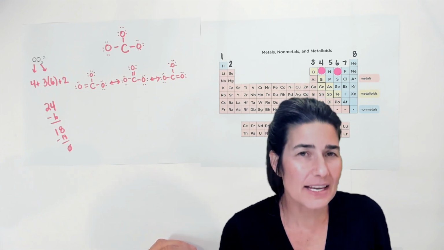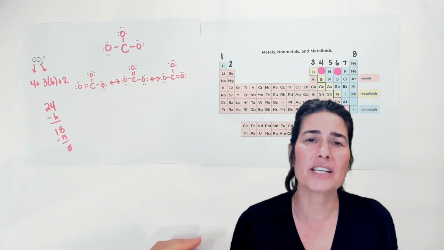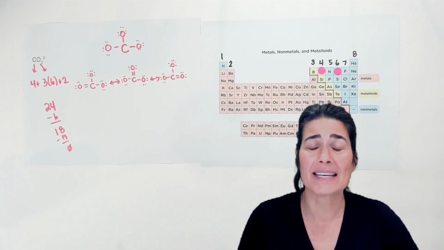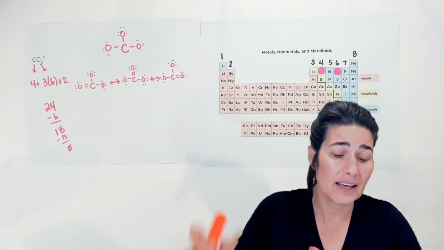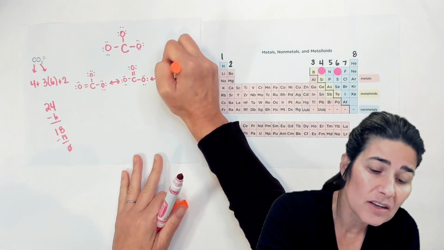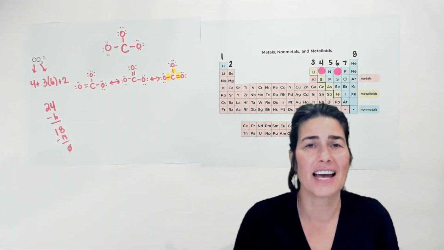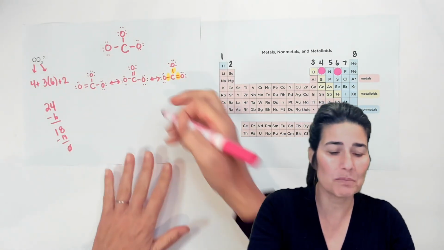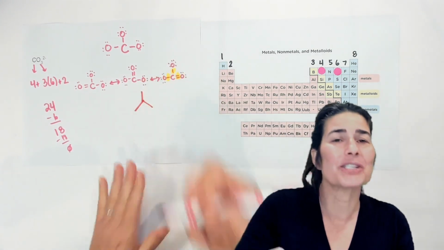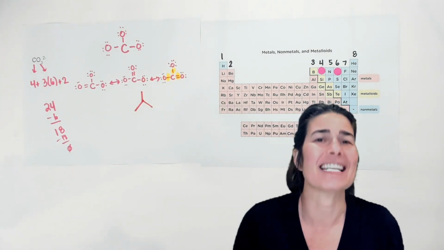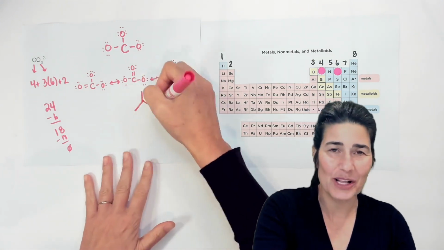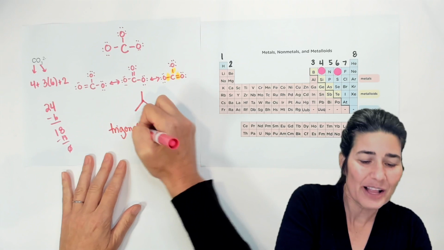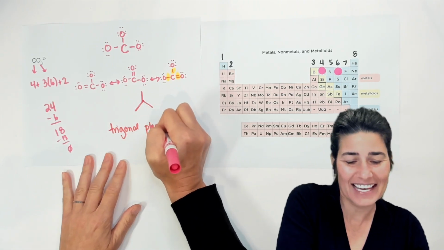Now, if I asked you for the electron domain geometry, you just need to look at how many domains are attached to that carbon. It looks like we have 1, 2, 3 domains attached to the carbon. 3 things getting as far away from each other as possible is a Mercedes sign. That is a flat triangle, and we call it trigonal instead of triangle and planar instead of flat.